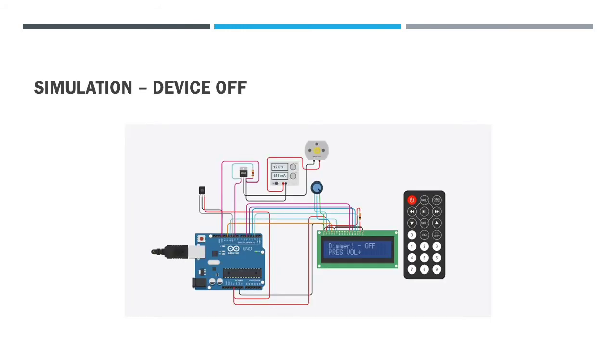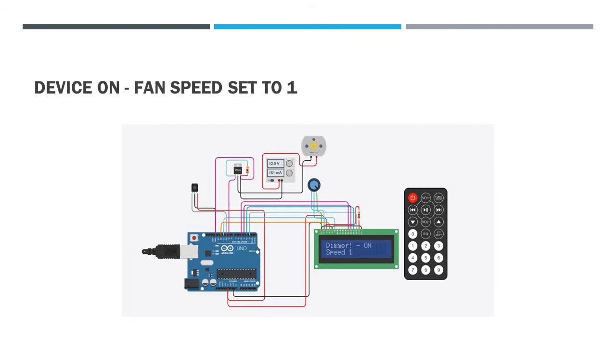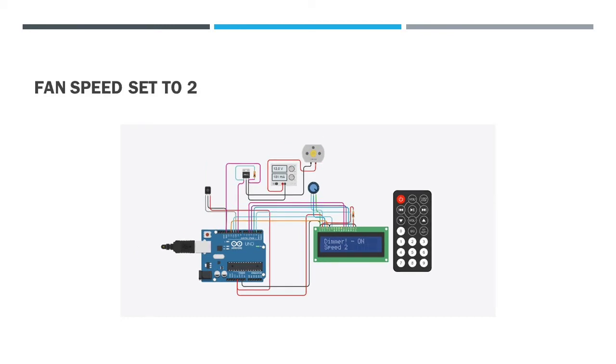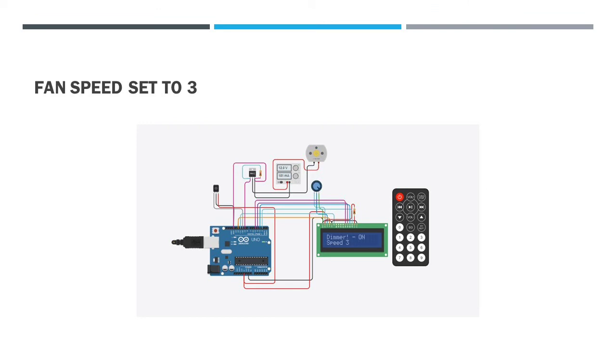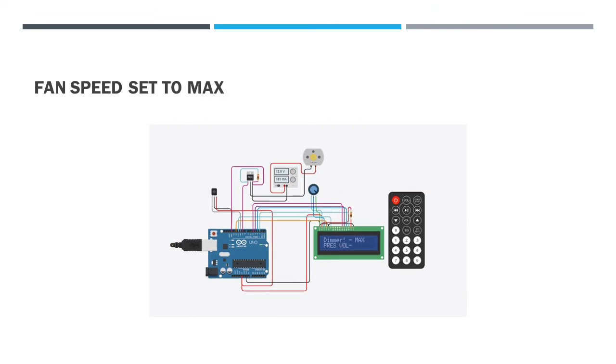Simulation. In this simulation, you will see how our circuit will function. In this picture, the Arduino is on, but the DC motor is still off. If we click the plus button, the fan speed will turn into level 1. If we click it again, it will turn to level 2. Same goes to level 3. And if we click it 4 times, the speed level will turn into maximum.